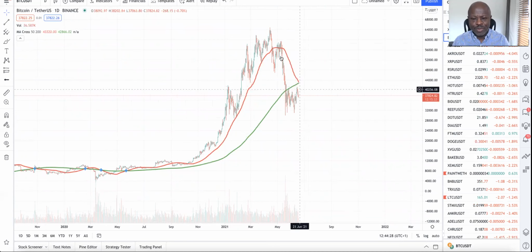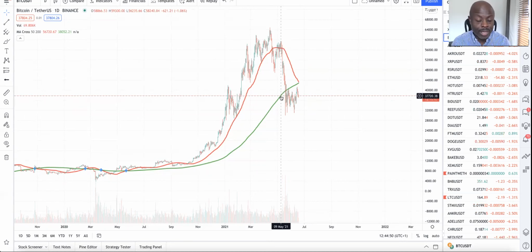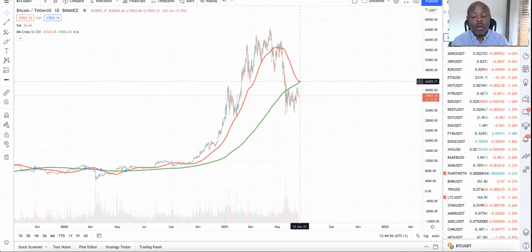Now, personally speaking, this price has fallen from 64,000 to about 30,000. We'll probably say about a 50% drop already, and we've never had a cross yet. So if history is anything to go by, Bitcoin had fallen over 60%, a huge percentage, before we had the last cross in 2018. So this cross might still be a long way off.